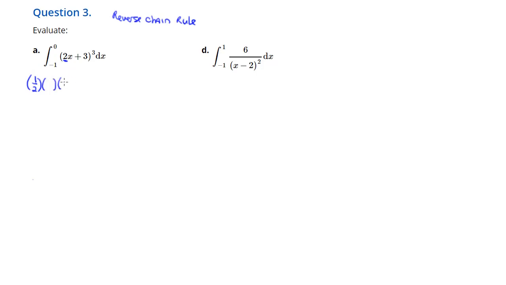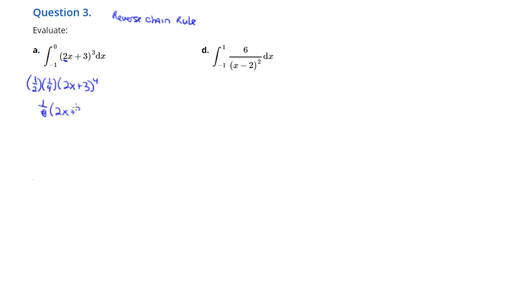I leave a gap here. I'm going to write this down, 2x plus 3. I'm going to raise the power from 3 to 4. And now I'm going to take the reciprocal of that and put that in that space I left, because that's the same thing as dividing by 4.